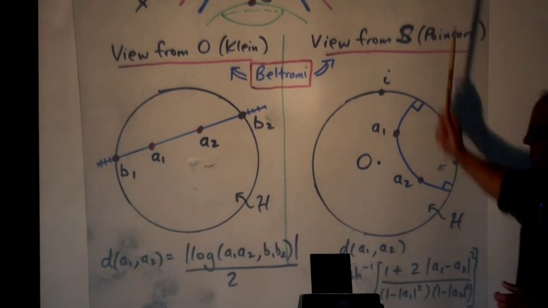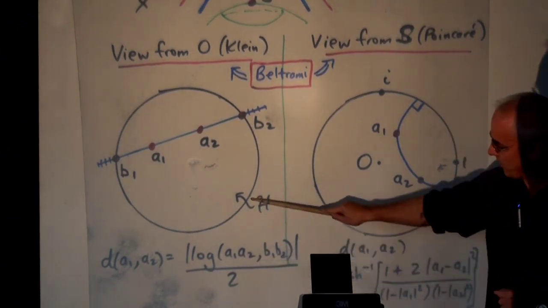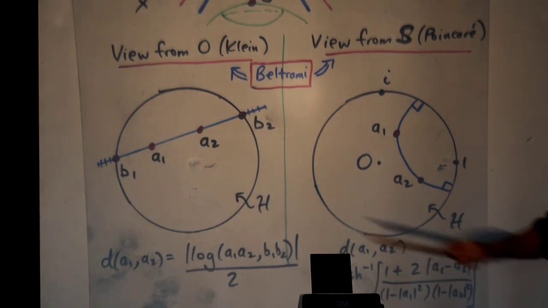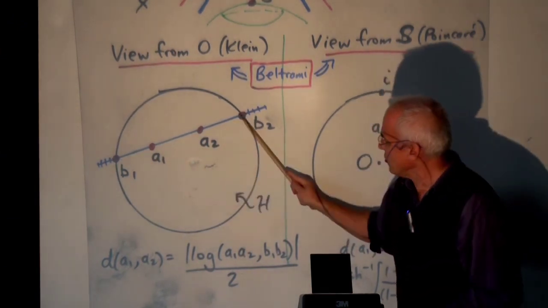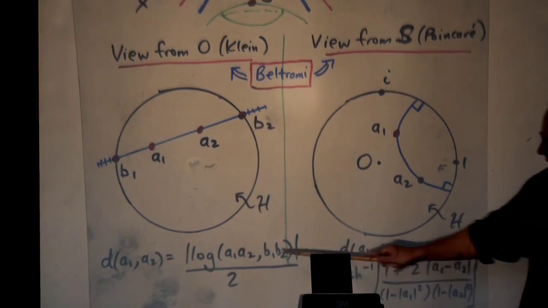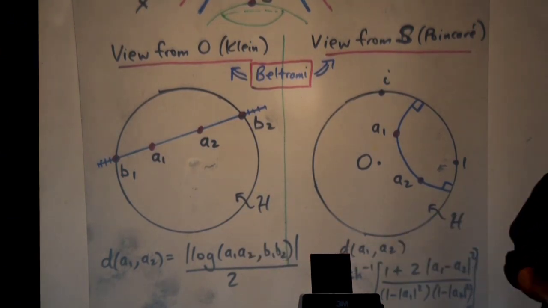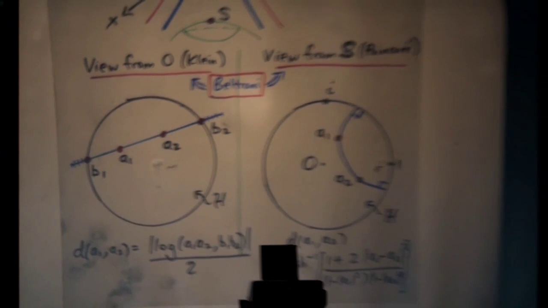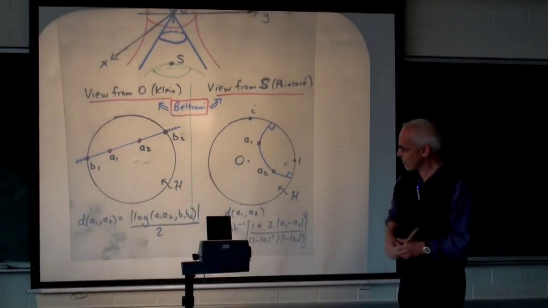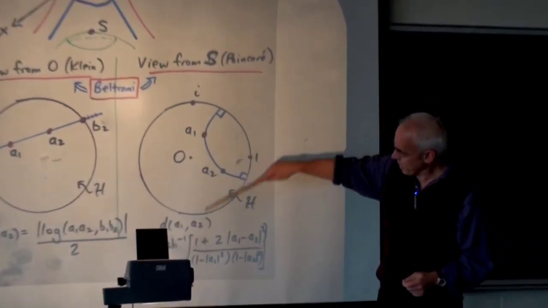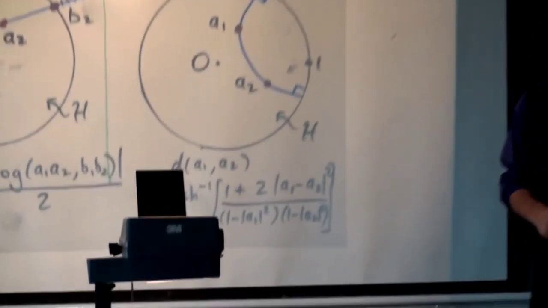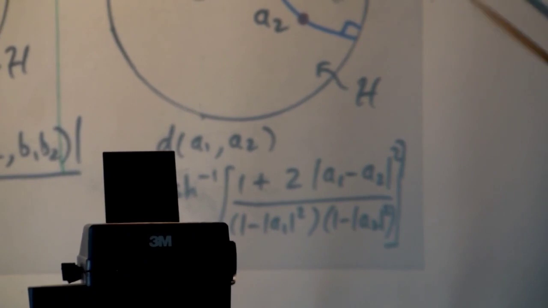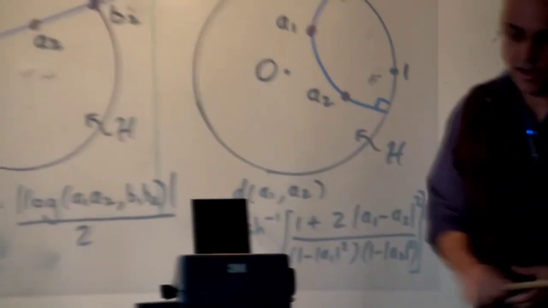Now, the Riemannian metric can be restated here in terms of some projective geometry. If we have two points A1 and A2, then they also pin out two points B1 and B2 on the boundary. Then if we take the cross ratio of A1, A2 with B1, B2, and then take a log and an absolute value and divide by 2, we get the classical hyperbolic distance between A1 and A2. In the Poincaré model, it's a little bit similar. There's a formula involving an inverse hyperbolic function and the standard distances between the points A1 and A2. We're not going to be looking at the Poincaré model so much. It's the projective model that's of interest to us.